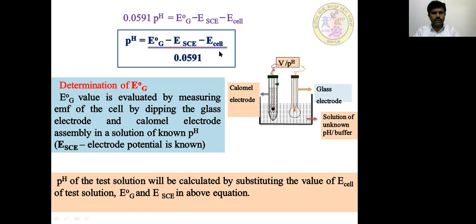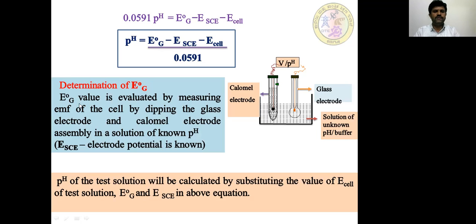So by substituting the EMF of the cell when we immerse these electrodes in the test solution, and the electrode potential of the saturated calomel electrode, which is a constant value, and by substituting the standard electrode potential of the glass electrode, we can determine the pH of the solution. The question is how to determine the standard electrode potential of the glass electrode.